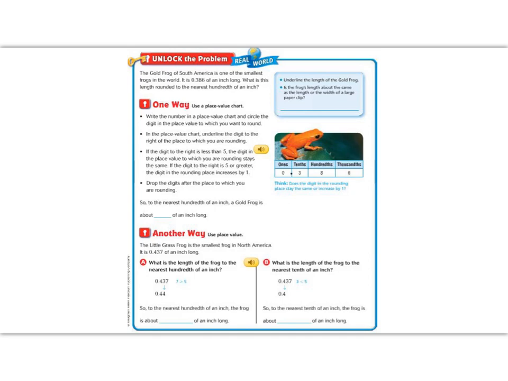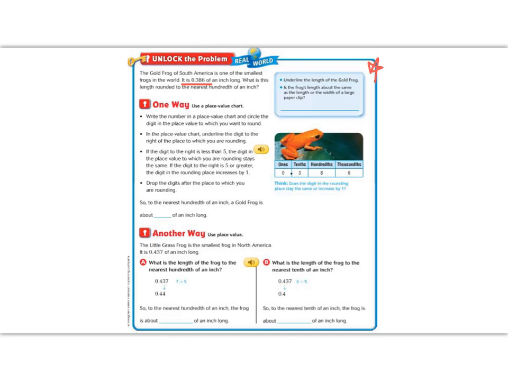Today's Unlock the Problem says, the gold frog of South America is one of the smallest frogs in the world. It is 0.386 or 386 hundredths of an inch. What is this length rounded to the nearest hundredth of an inch? We have a blue box, so let's look at what it says first. Underline the length of the gold frog. It told us that the gold frog is 0.386.